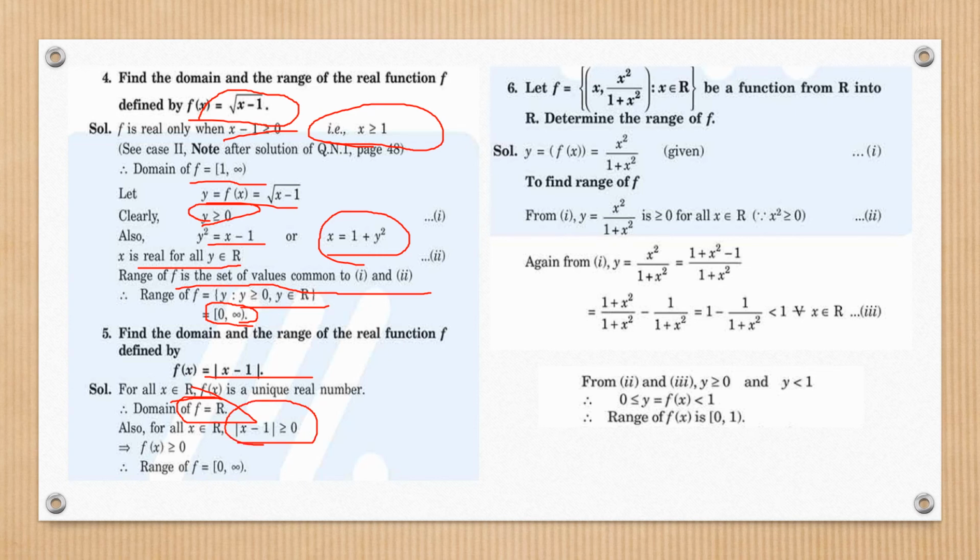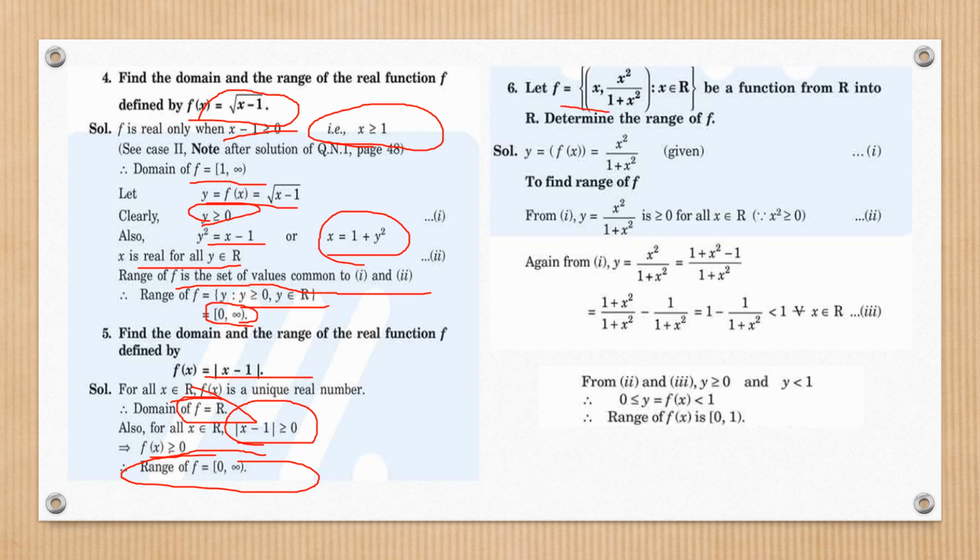That is, mod x minus 1 is always greater than or equal to 0. Only positive values come, so my f(x) is greater than or equal to 0. Now those real numbers I need to take in the range which are positive. That means from 0 to infinity, including 0, that is the semi-closed interval 0 to infinity, right? So the domain is R, but the range is from 0 to infinity.